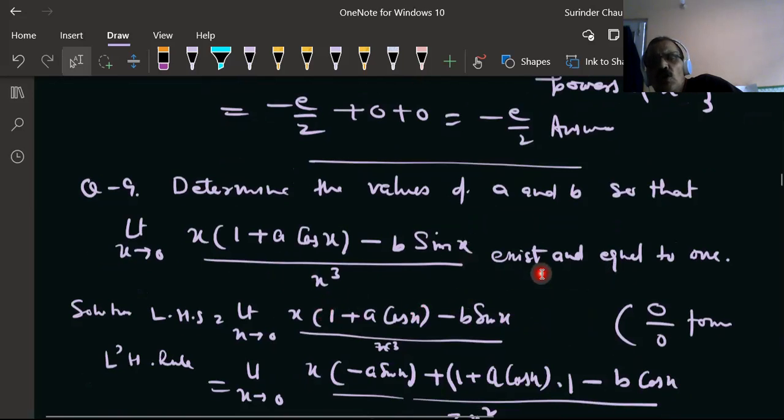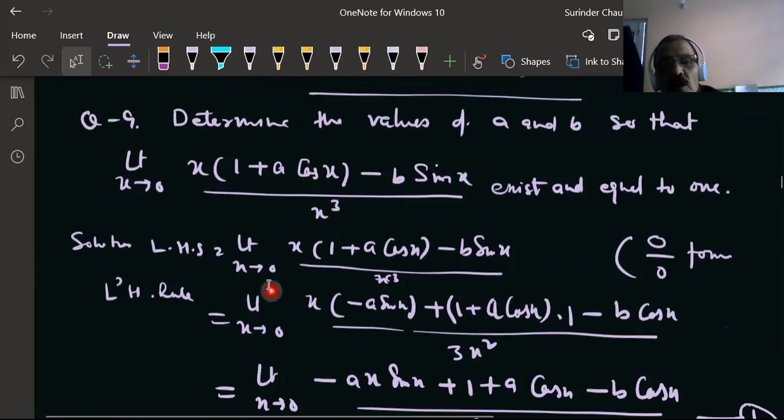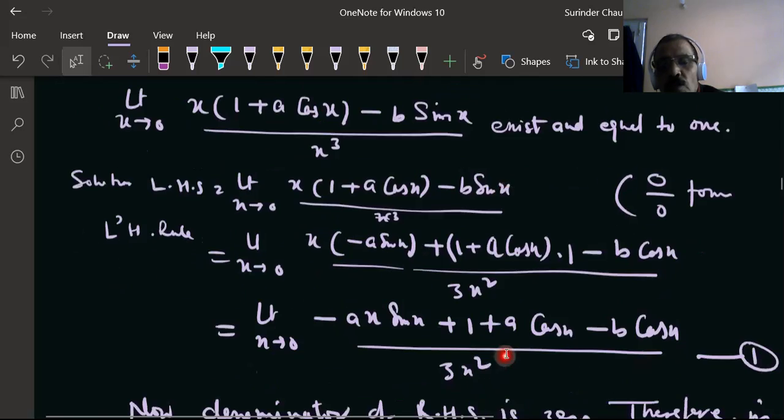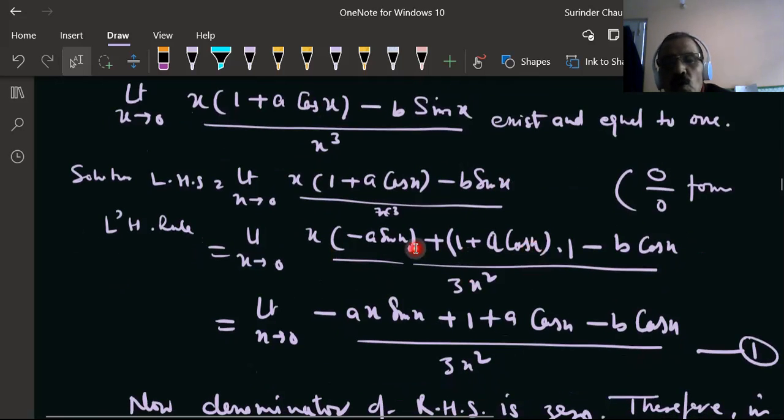Now the limit as x tends to 0 of f(x) upon g(x) exists and is equal to 1. Suppose we take the left-hand side and put x equals 0 in the numerator. The numerator must be 0: if x is 0, cos 0 is 1, sin 0 is 0, so this is a 0 by 0 form and we can apply L'Hospital's rule. Differentiating the numerator, we get 1 plus a cos x minus a x sin x minus b cos x, and the denominator becomes 3x². Now again put x equal to 0: the numerator is 1 plus a minus b, and the denominator is 0.